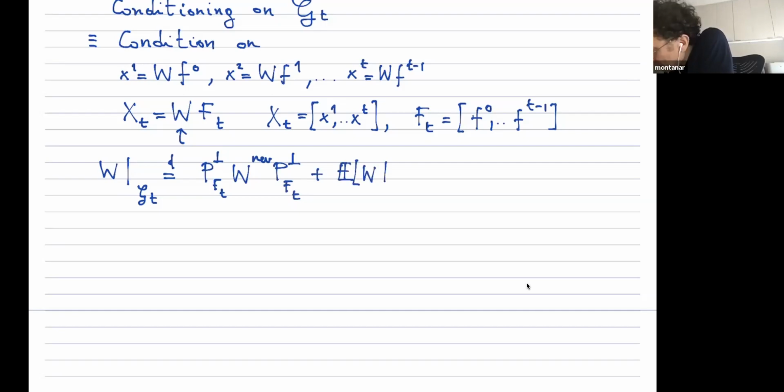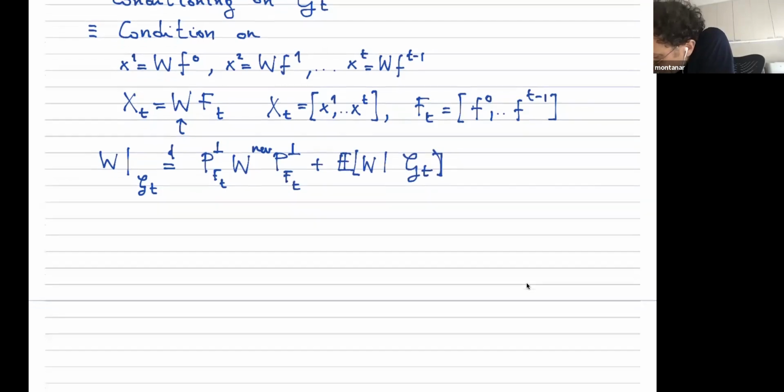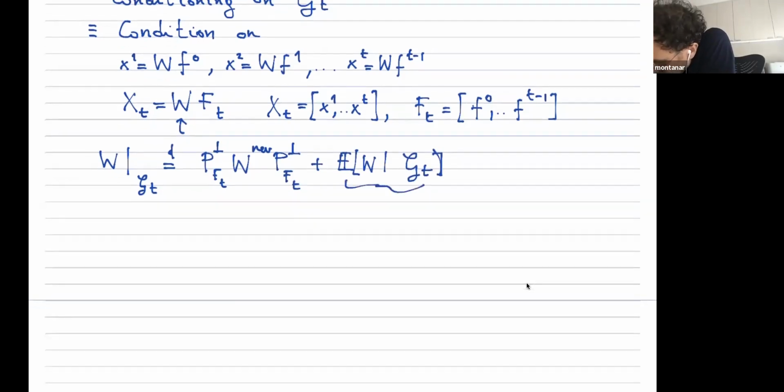The conditional expectation of W given GT. And this conditional expectation is really some function that I'll call M, some matrix that is some function of course of XT and FT. Because that is all I know on GT.